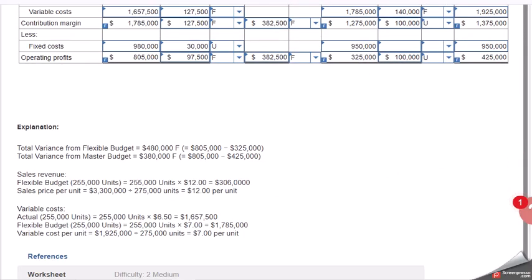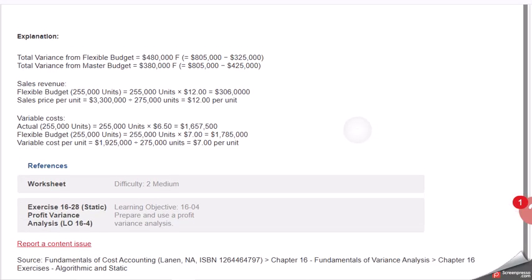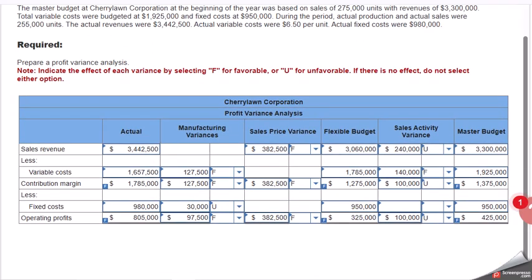How do we know how many units we have? Oh, okay, right there. Yeah, so go back. It's the same thing, so it's 255,000 actual units, same thing we had in the last problem. My mind kind of went blank on that.